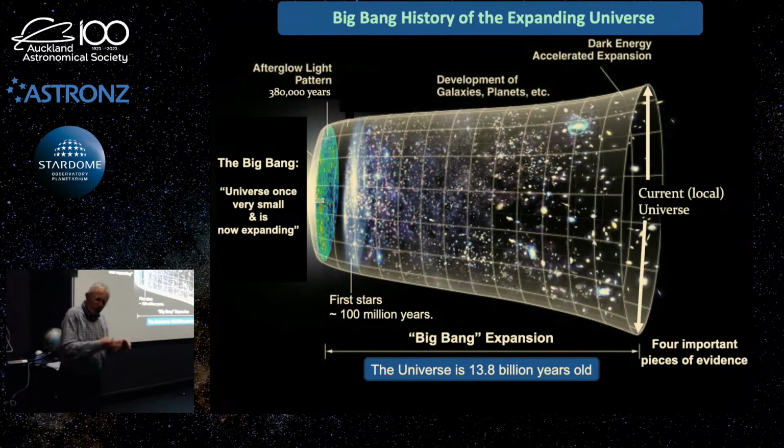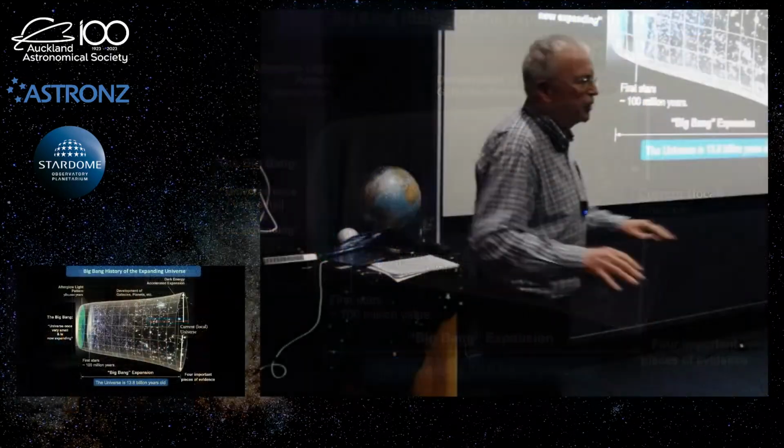The temperature was too hot whereby they couldn't combine together, so they're just bouncing off one another. Light was in there too, light particles bouncing around there. So the universe was opaque. It was visually opaque, a dense, opaque soup of charged particles.